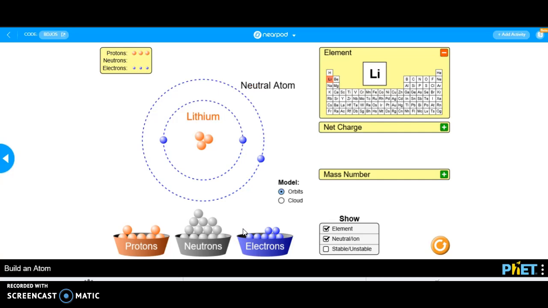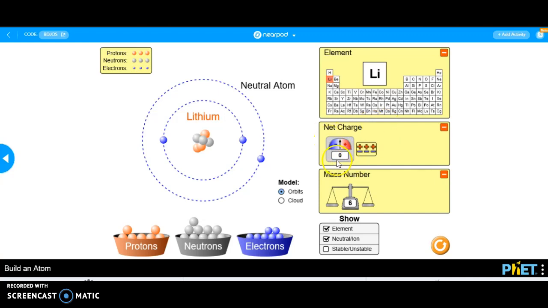And then we take the atomic mass, which is 6.94, and subtract how many protons we have, which are 3. That means we will have 3 neutrons, because 3 plus 3 equals 6. So, see, we have 6 as the mass number, and it's a 0 net charge because there are the same amount of protons and electrons.